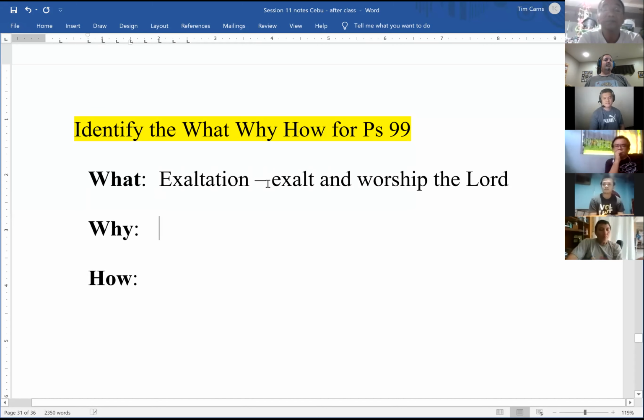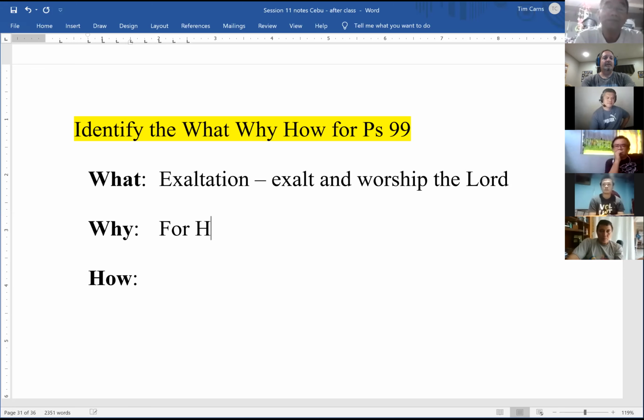Now here, what is the why? Why does the author of this psalm tell us to exalt and worship the Lord? Because of his holiness. Yeah. For he is holy. Right? Doesn't he say that directly three times in this psalm?